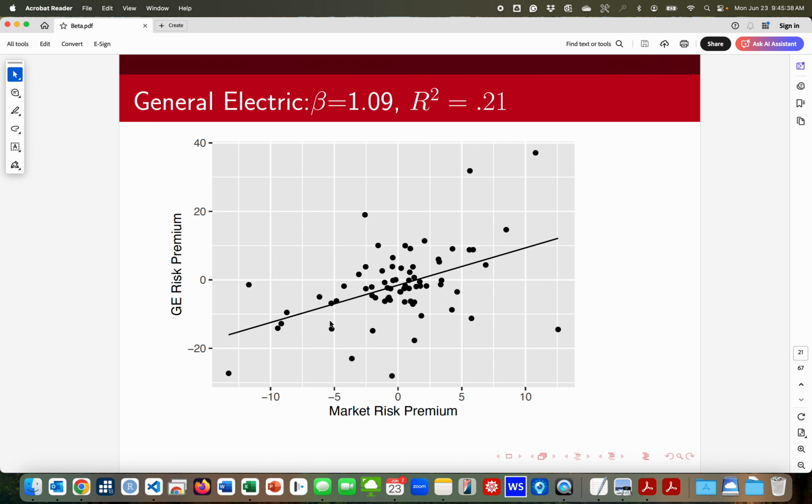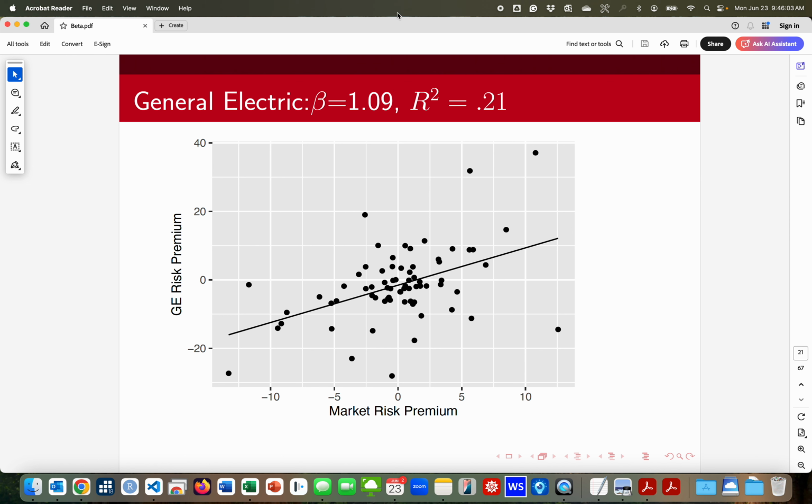And then this is what it looks like if you plot it. So this is the market risk premium, the GE risk premium, and the slope of the line that goes through those points would be your beta of 1.09. And that's it for beta. It's relatively straightforward. If you can estimate a regression, you can estimate beta. You have to have the data to do it. But again, that's not an incredibly difficult thing to get.